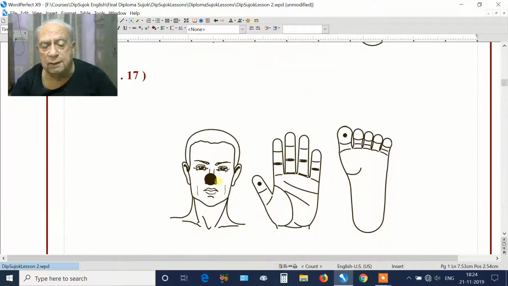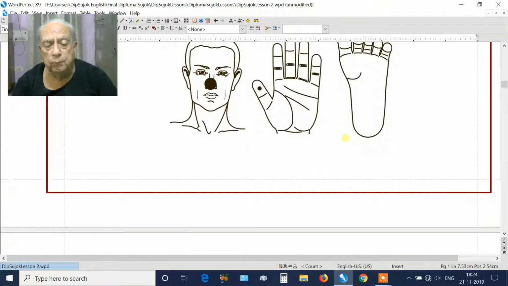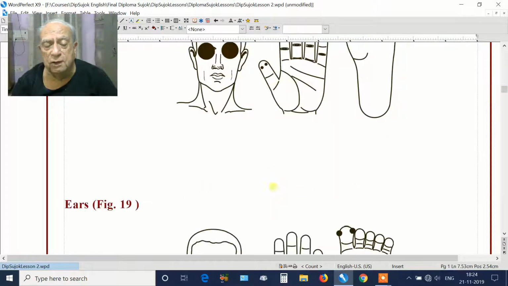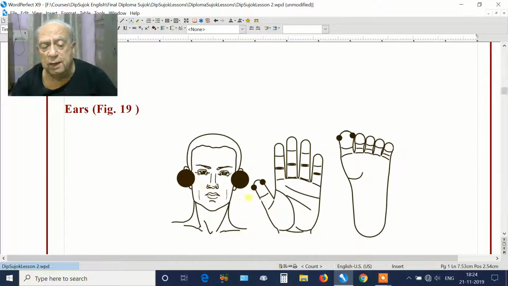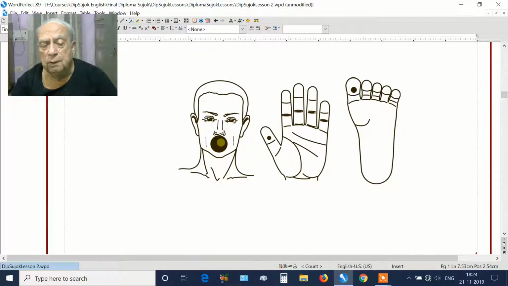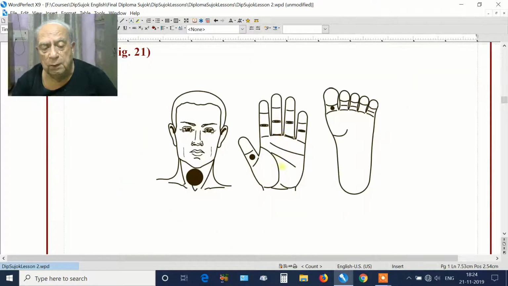The nose right in the center. So here nose correspondence point is right in the center. Then eyes. These are the two eyes. You can just make out this on the face also. Ears on the sides, just like temporals, ears, 2 ears. Mouth, gums, teeth, all here in the mouth correspondence point. Larynx, lower portion of the neck, that is larynx is the voice box.